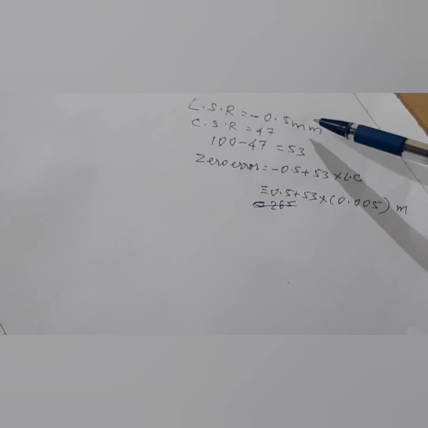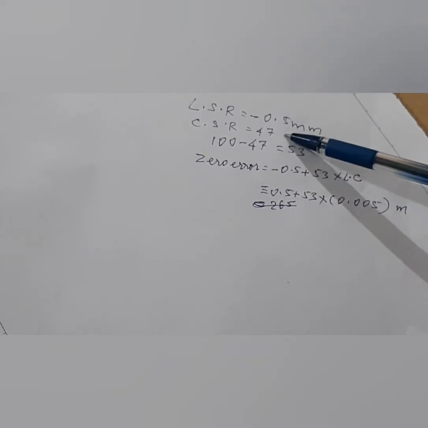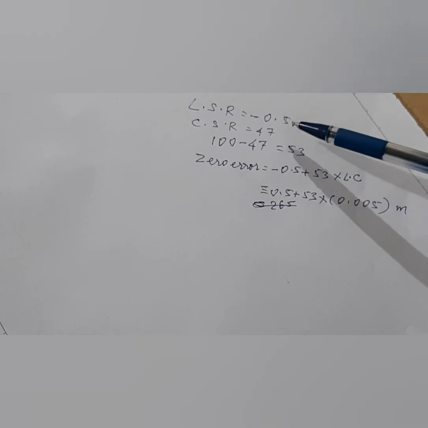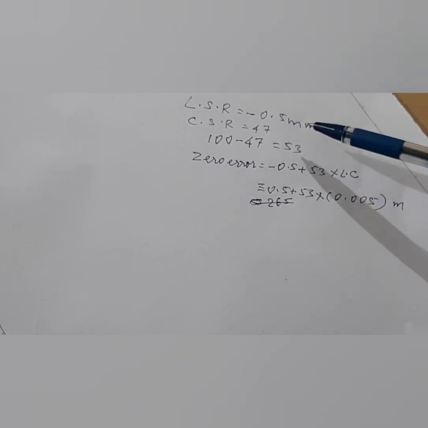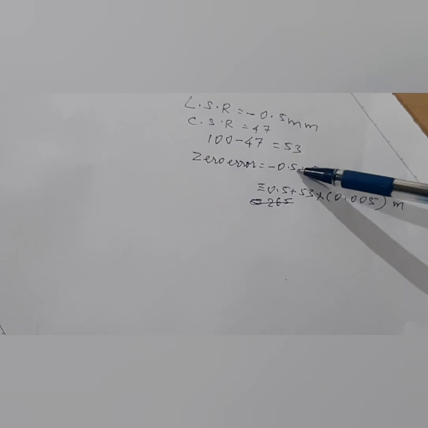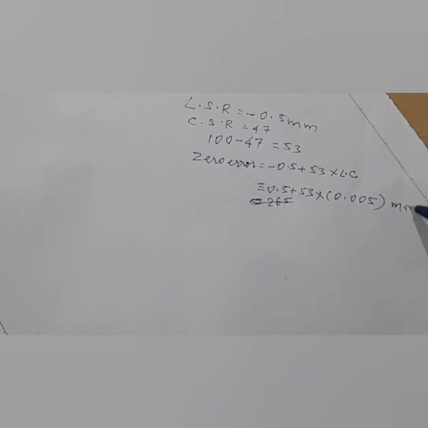So I am repeating this part again. The linear scale reading that we obtained was minus 0.5 millimeter. Circular scale reading that we obtained was 47. So since it is negative error, we will subtract from 100. 100 minus 47 will give out to be 53. So zero error will be minus 0.5 plus 53 multiplied by least count. So if we finally calculate this, you will get this answer in terms of millimeter.